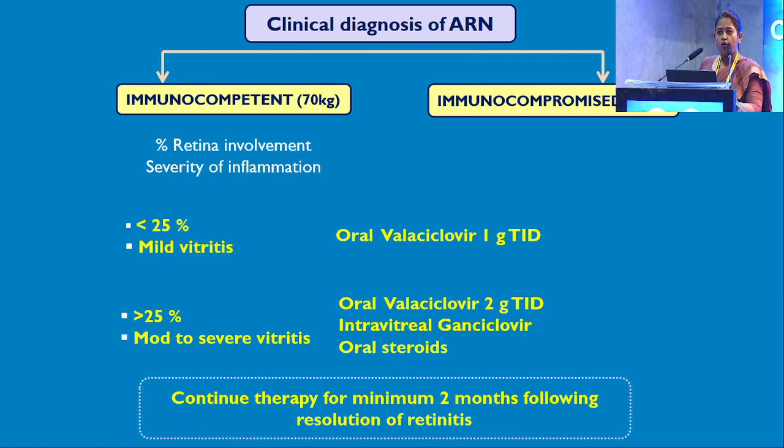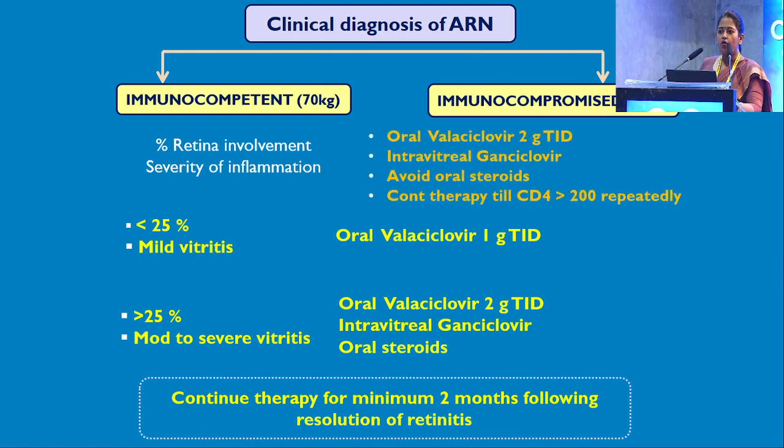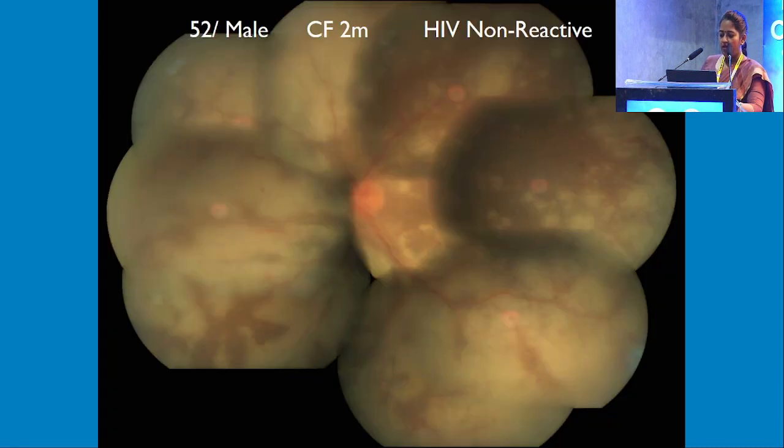In immunocompromised patient, irrespective of amount of retina involved, you have to start with 2 grams 3 times a day. Intravitreal ganciclovir needs to be given, oral steroids need to be avoided. And it is not just 2 months, you have to continue the therapy till CD4 count is more than 200 repeatedly. So this is an example, a non-reactive HIV patient.